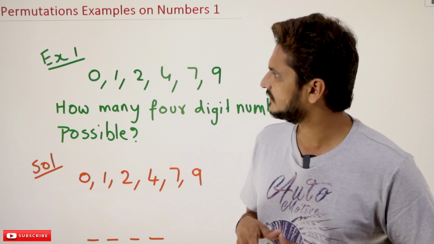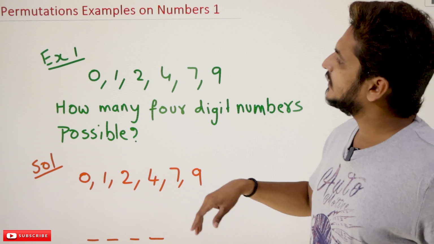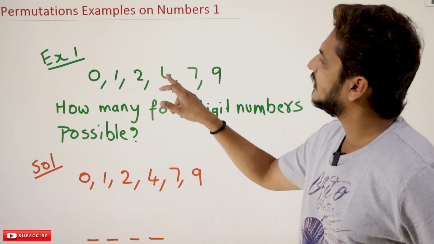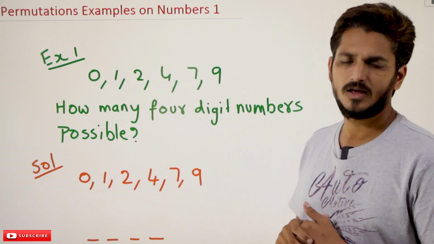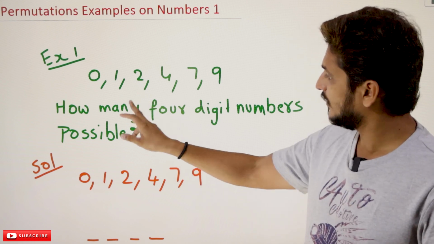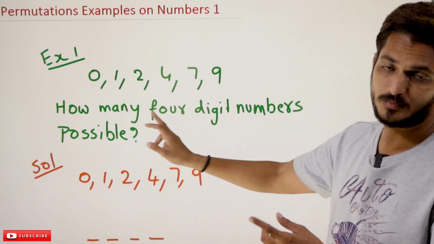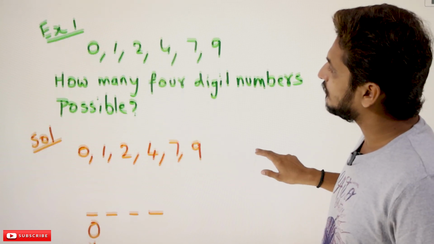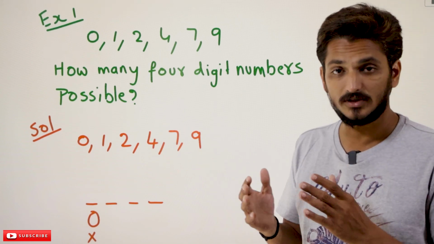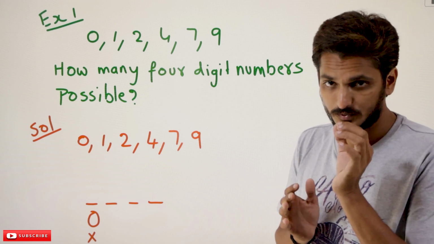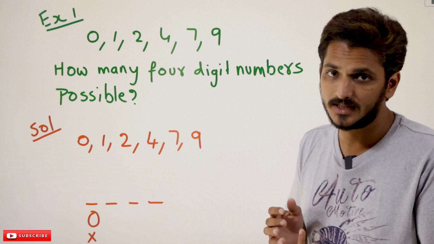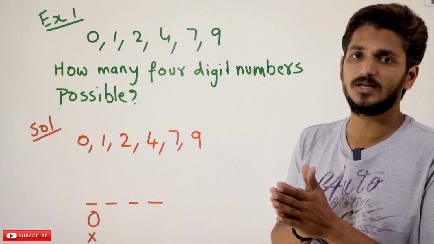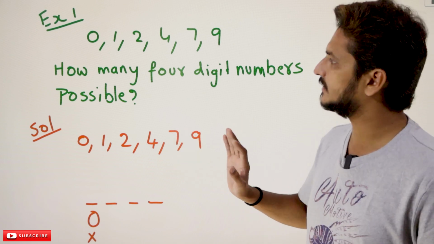Coming to today's class, the first example is given these numbers 0, 1, 2, 4, 7, 9. From these numbers, how many 4-digit numbers are possible? That is what we need to identify. There is a small difference between the previous examples and this one. You need to understand the difference. If you understand this difference, it's very easy to solve this example.